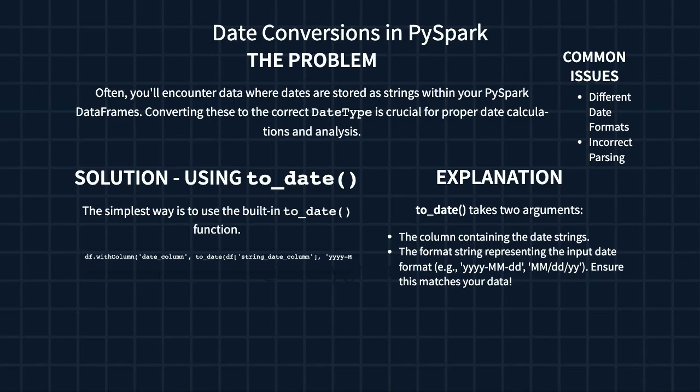You'll often find date information stored as strings, and that's okay, but you need to make sure it's actually treated as a date so you can do calculations with it. The easiest way to do this is using the toDate function. It takes two things: first, the column containing your date strings, and second, a format string that tells PySpark exactly how the dates are formatted in your data. For example, if your dates are YYYYMMDD, you'd use that as the format string. Pay close attention to your input format because an incorrect format will cause parsing errors.